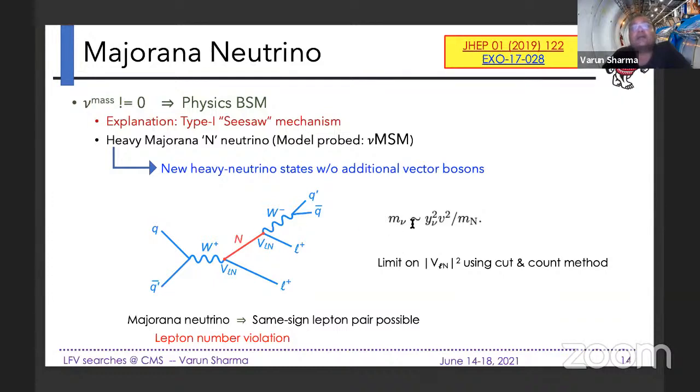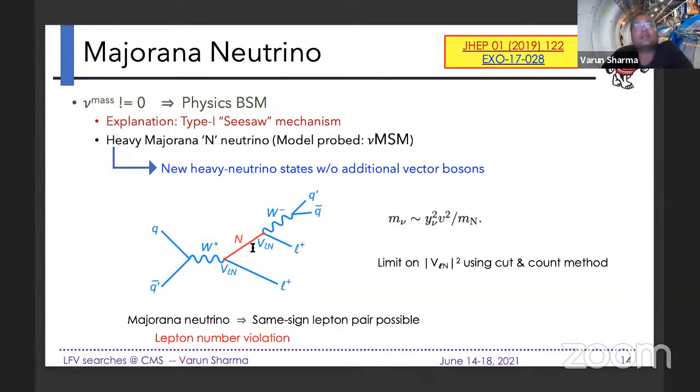And the reason the neutrino masses are suppressed is that you can see here the masses are related to the masses of this heavy neutrino. That's why we generally call them heavy Majorana neutrinos, because they suppress the neutrino masses. Y is the Yukawa coupling, and v is the vacuum expectation value of the Higgs.